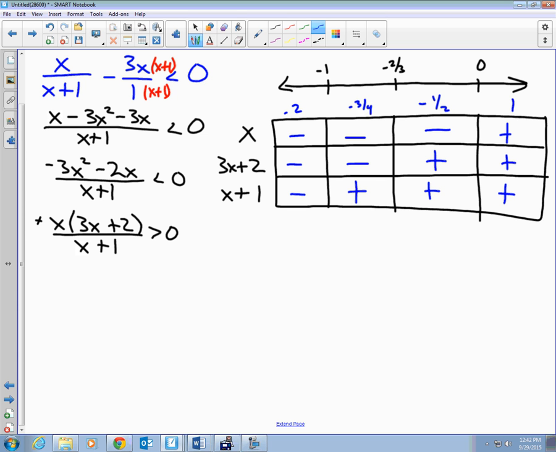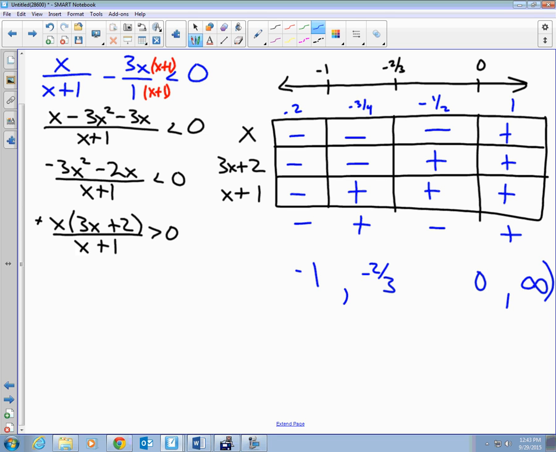As you can see, you get a nice shape going here with these negatives and positives. It's not always like that. Got to be careful. Negative, negative, negative makes a negative. Negative, negative, positive makes a positive. Negative, positive. Nice alternating. Doesn't always do that. What's the question asking? Where it's positive or where it's negative? It's asking where it's positive. So that would be from negative 1 to negative 2/3, and then from 0 to infinity.